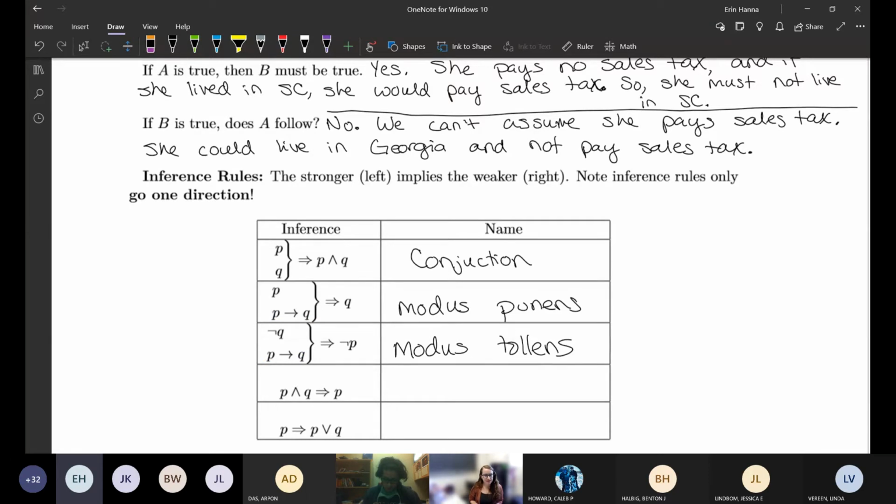If we have P and Q, so notice that it's no longer this notation, we have to have that actual and statement, we can imply just regular old P or Q. Essentially, just take one of them. Technically, if you were to infer Q, you would have to do commutativity first, put the Q in the front, and then infer. But essentially, if you start with an and, you can infer just one of the two things, and that's simplification.